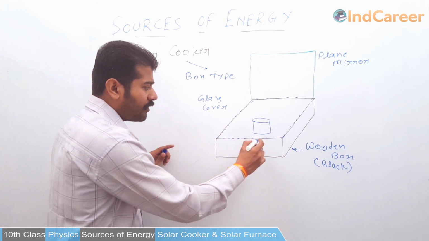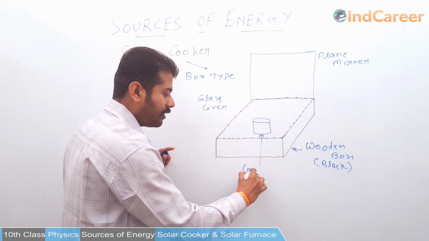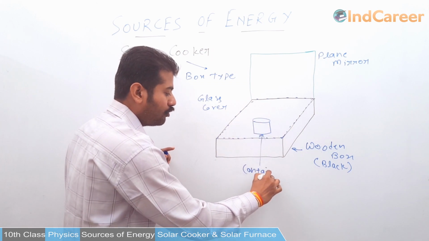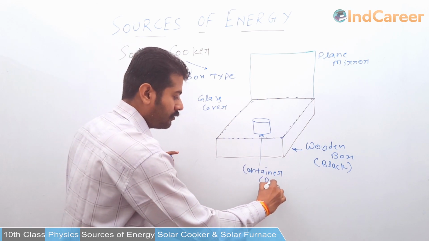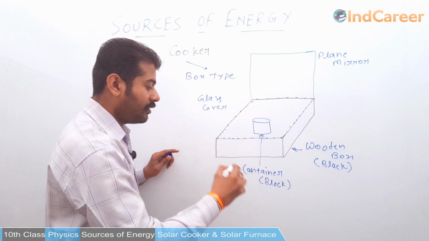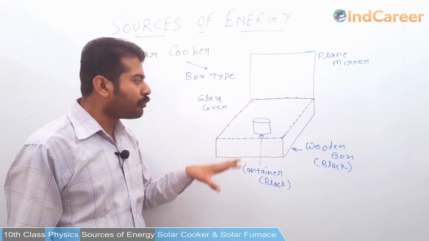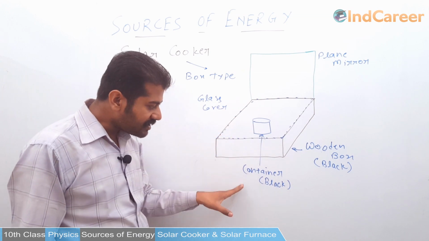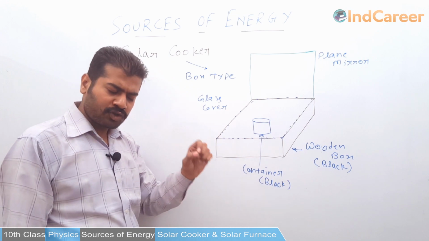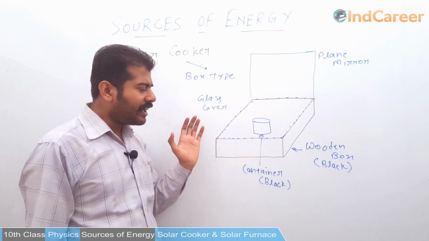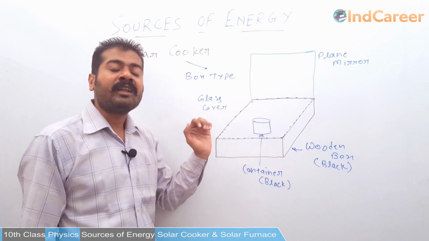Next one is a container which is also painted black, where we are going to place our food. Why do we use black color? This question is asked generally for 1 mark. Why do we generally paint the wooden box or the container in black color?